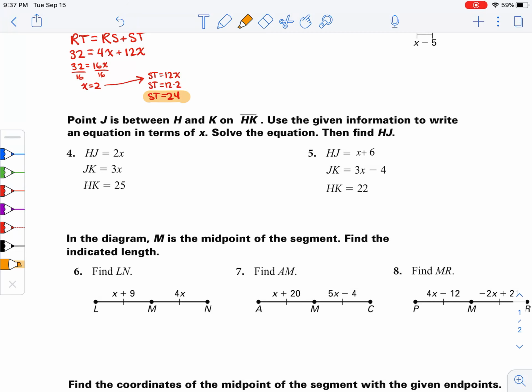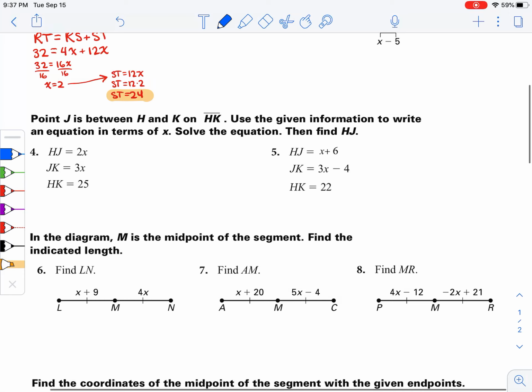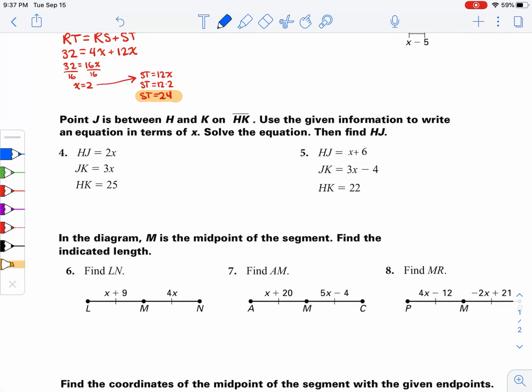4 and 5 are actually doing the exact same thing. I just didn't give you a picture here. So it says that point J is between H and K on your HK. We want to use this information to write an equation in terms of x and solve the equation. So what's happening here is you have this line for both of these. You have a line HK, and you have some point J that's between them. So you just have to fill in what goes where here. So you'll want to draw a picture for this one, but it's still following that segment addition postulate.